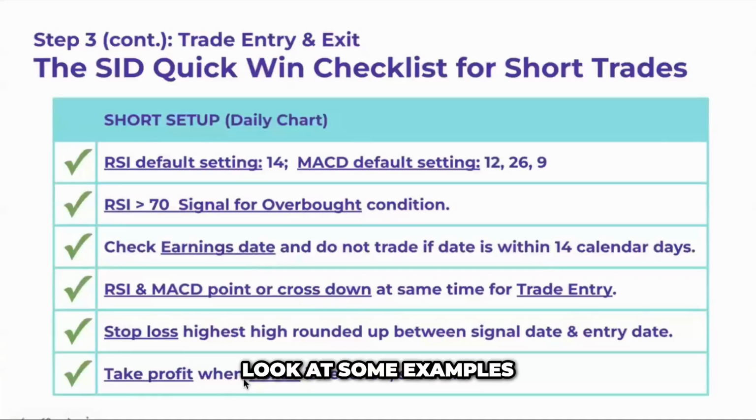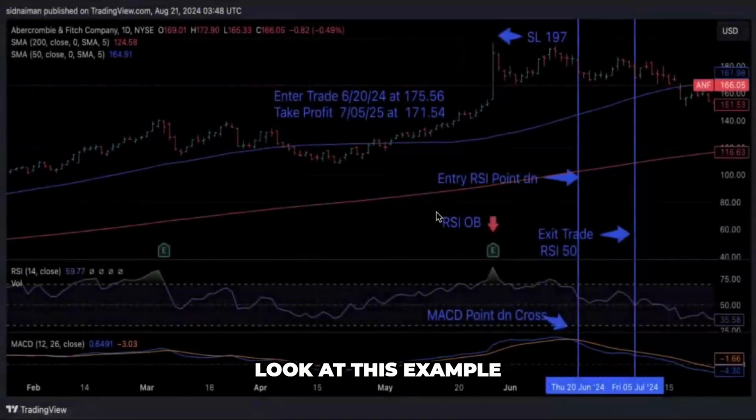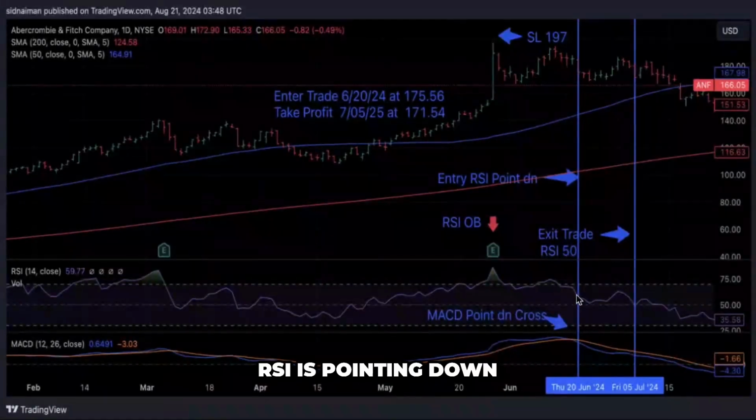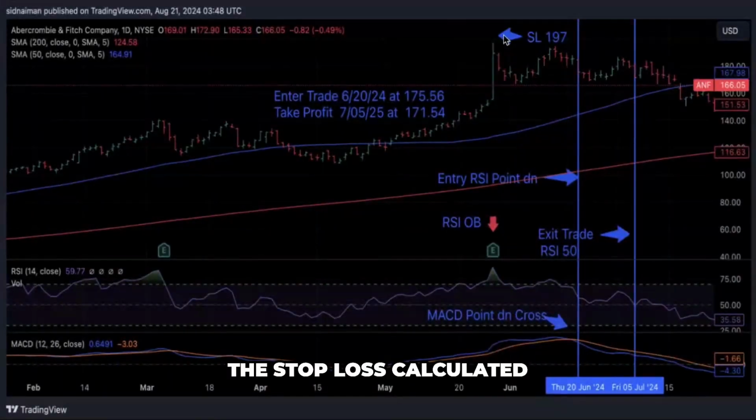Now let's take a look at some examples for short trades. This was the short trade list we had earlier. If we take a look at this example, we're looking for an overbought signal, which we got here. And then we take a look at the RSI and MACD. In this case, the MACD is crossing right here. RSI is pointing down right here. And then we have the stop loss calculated up here. And we take profit as RSI hits 50.